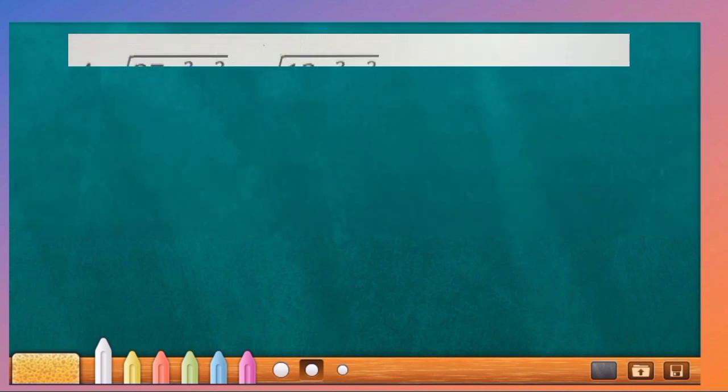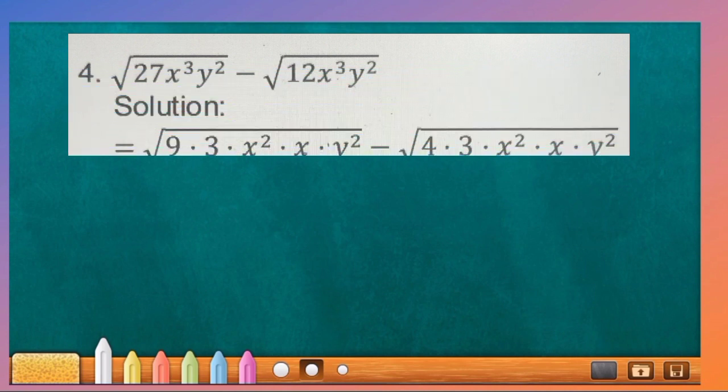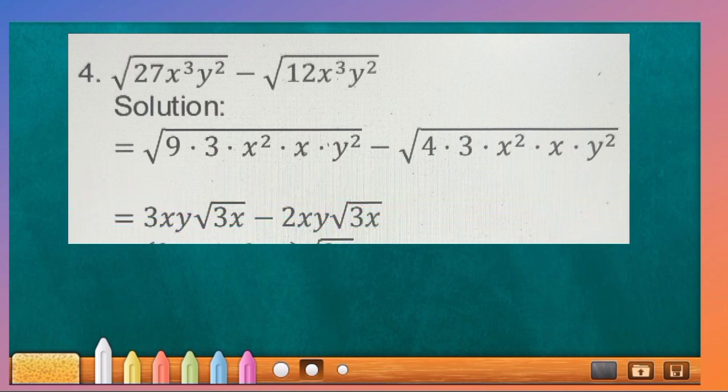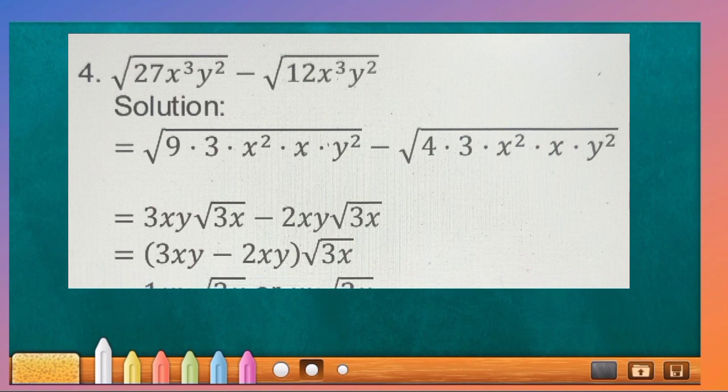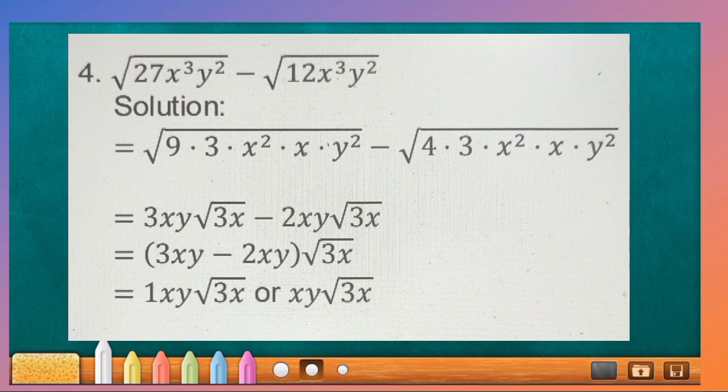Another example, square root of 27x cubed y squared minus square root of 12x cubed y squared. Factor the radicals in such a way that 9, 4, x squared, and y squared are perfect squares. Then, group the coefficients and subtract. So, in this case, 3xy minus 2xy is equal to 1xy or xy, and then copy the radicand, square root of 3x.